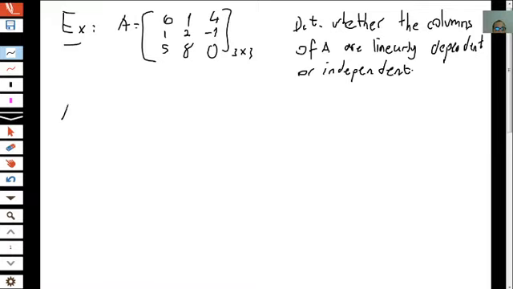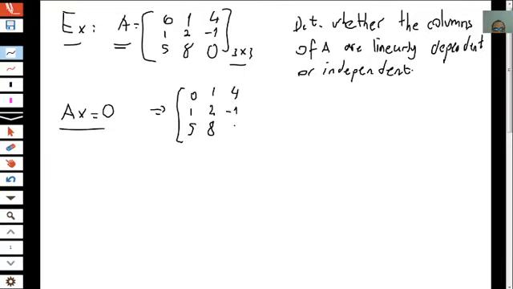So the corresponding matrix equation will be A times X is equal to 0. We consider this matrix as a coefficient matrix for the homogeneous system written here. Since we have a 3 by 3 matrix, X will have 3 components, and the 0 vector will be in the 3-dimensional space. So the augmented matrix will be 0, 1, 5, 1, 2, 8, 4, minus 1, 0, and the last column is the 0 vector for the homogeneous system.